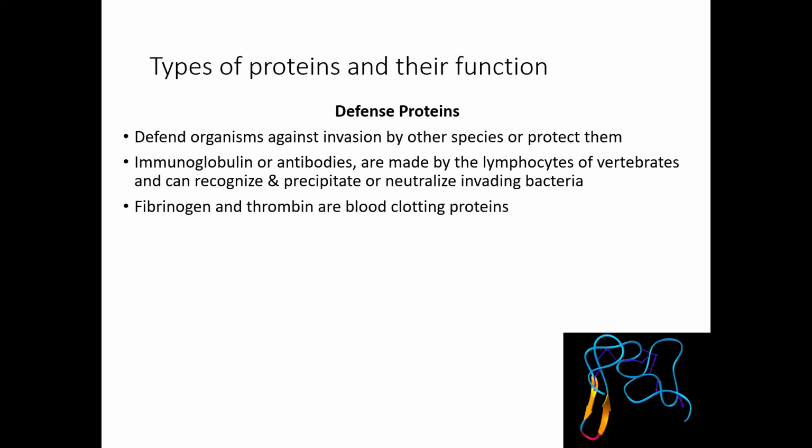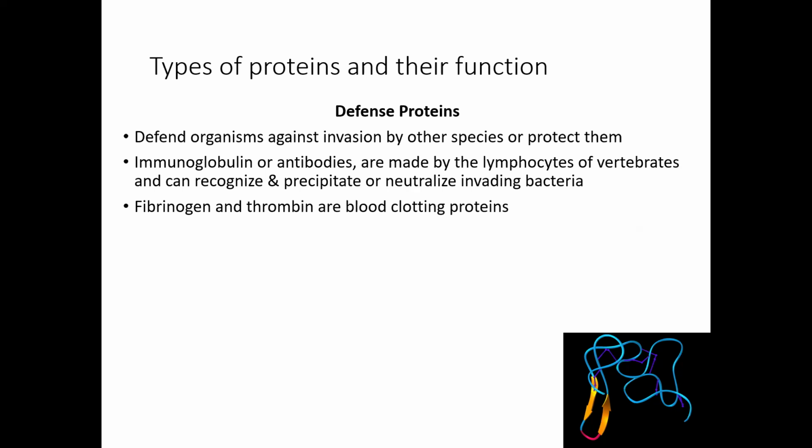So we have the defense proteins, which many organisms use as a defense system against invasion by other pathogens, or to protect themselves. And we have immunoglobulins or antibodies, which are made by the lymphocytes of vertebrates, and can recognize and precipitate or neutralize invading bacteria. We have also fibrinogen and thrombin, which are blood clotting factors.